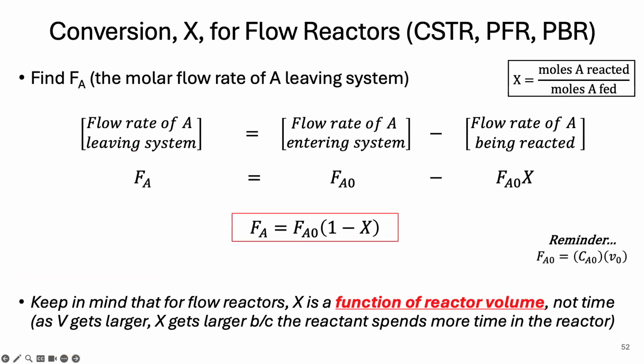Now, if we're talking about a flow reactor, again, we're focusing not on the moles that are added, but the moles that are entering and leaving our system. So by a similar approach, we can come up with a relationship to determine the flow rate of A leaving the system relative to how fast it's coming into the system relative to our conversion.